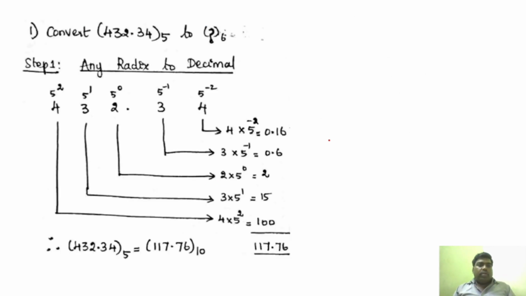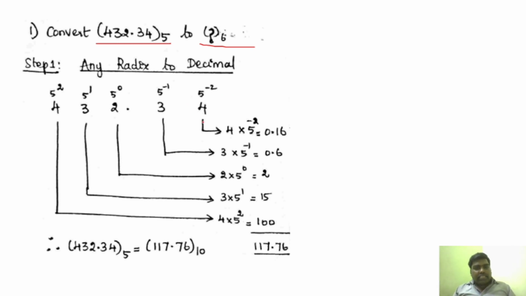So this is the first problem. You can see 432.345 has to be converted to base 6. From base 5 to base 6. To convert from base 5 to base 6, the first step is to convert any radix to decimal, right? We already know how to write these powers. For the integer part it starts with 0, 1, 2, increasing like this, and for the fractional part it is -1, -2, right? Like this it goes on, starting from the MSB, right?